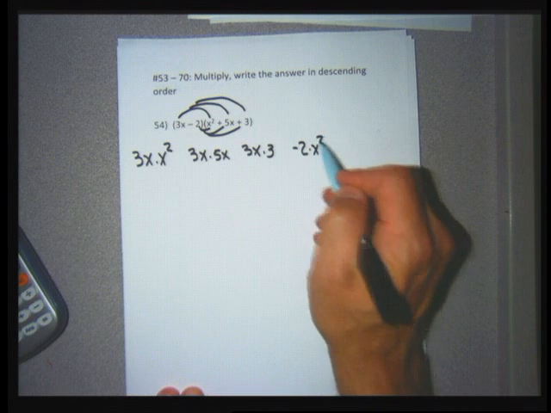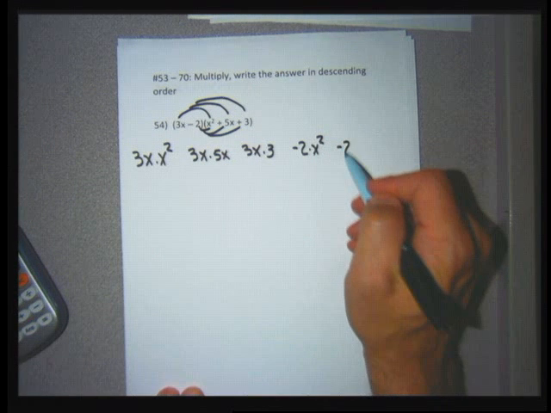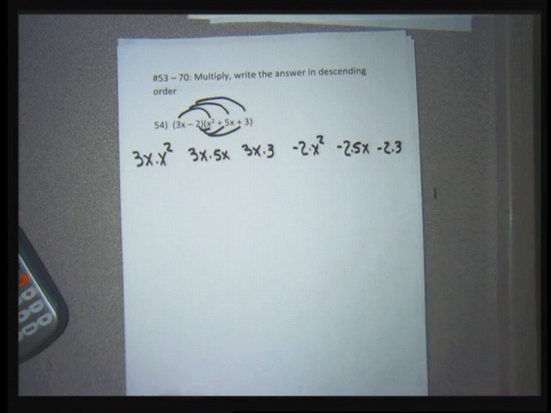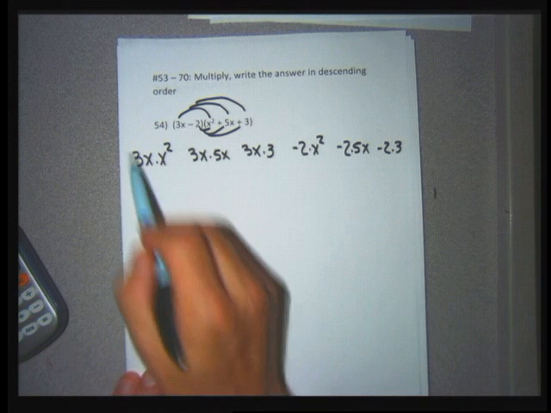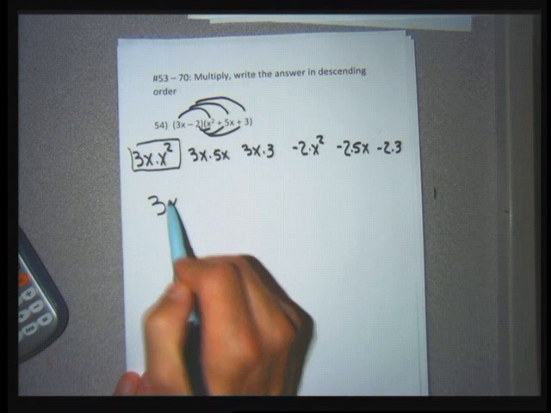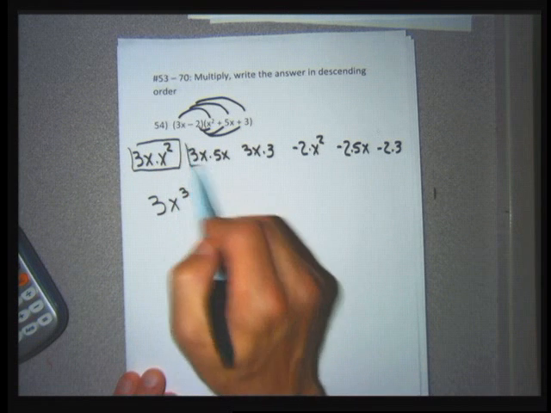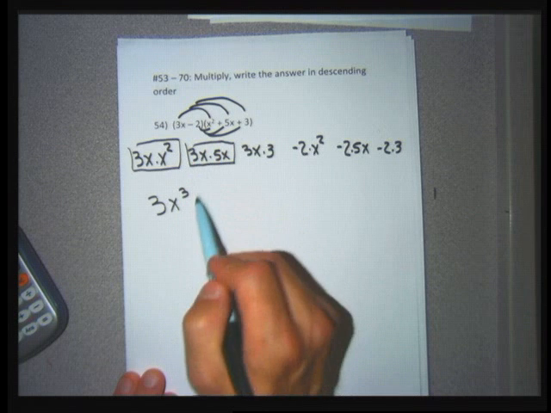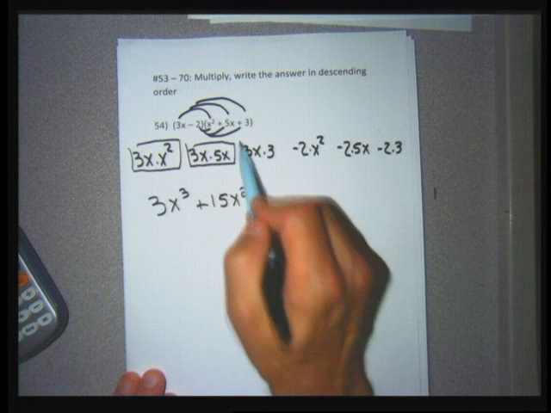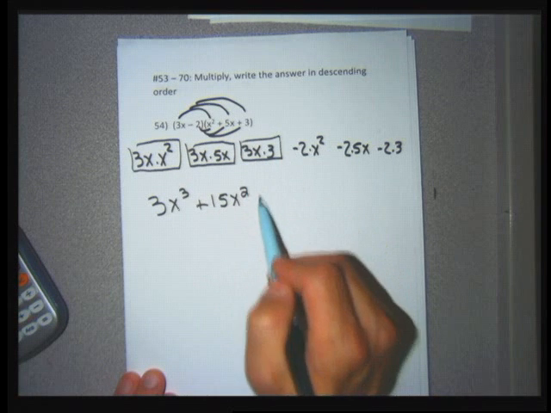So I'm going to go negative 2 times x squared, negative 2 times 5x, and negative 2 times 3. I'm going to do my multiplications, and I'm going to start writing things vertically, kind of like we did in the last section, just to make the like terms easier to see. First multiplication, 3x times x squared gives me a 3x cubed. Second multiplication, 3x times 5x gives me a positive 15x squared. Third multiplication, 3x times 3 gives me a positive 9x.